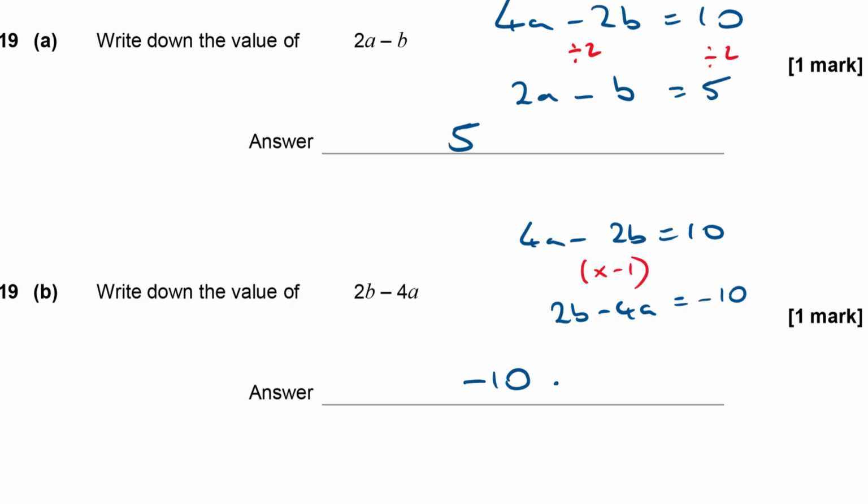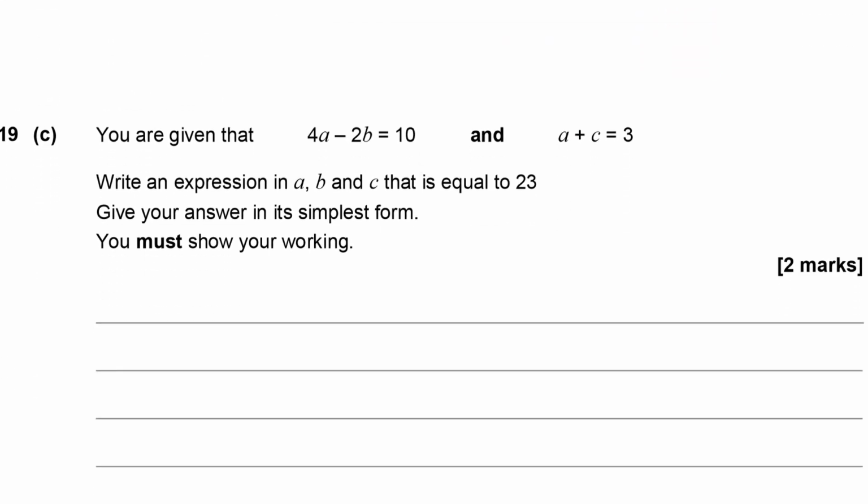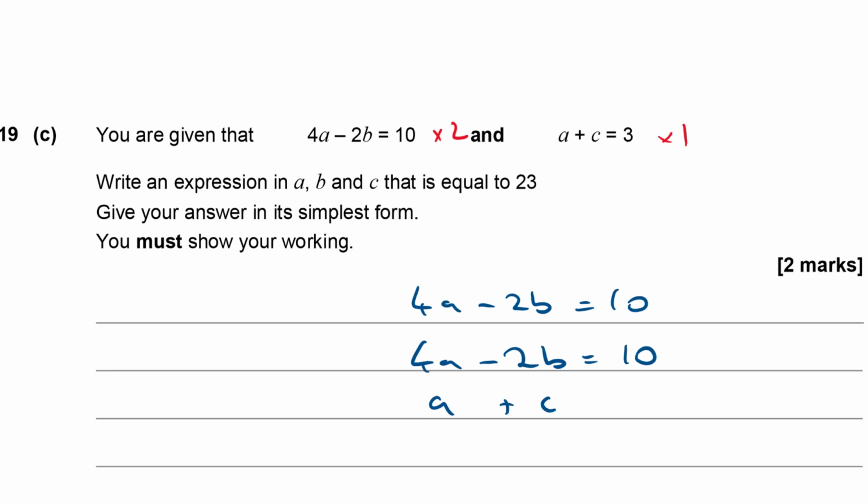And then finally, you're given that 4a minus 2b is 10 and a plus c is 3. Write down an expression in a, b, and c that is equal to 23. Okay, so I could make 23 by using 2 of this one, because 2 10s are 20, and 1 of this one, because 1 3 is 3, and that would make 23. So I'm going to use 4a minus 2b is 10, another 4a minus 2b is 10, and a plus c is equal to 3, and I'm going to add all of those together.